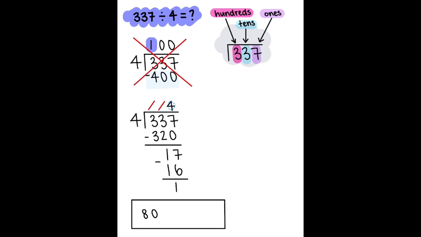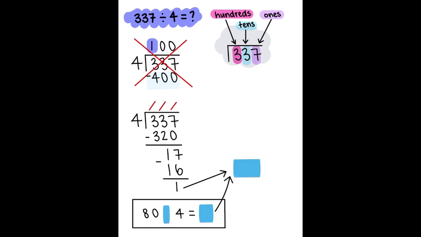Since we can't multiply 4 by any number to get a product lower than 1 besides 0, we know we have a remainder of 1. Let's move our 4 to the box below. We must add 80, which was in our tens place value, and 4, which was in our ones place value. This leaves us with a sum of 84, but we can't forget our remainder. Our final quotient is 84, remainder 1.